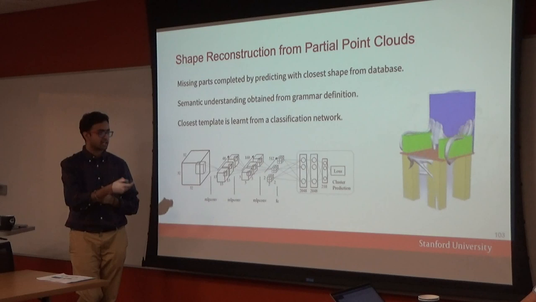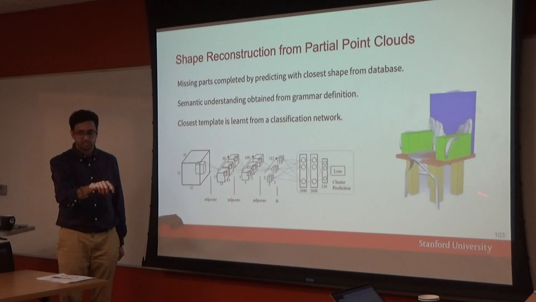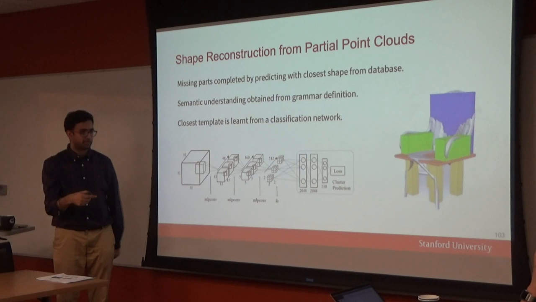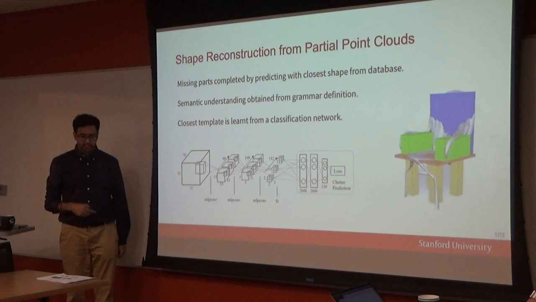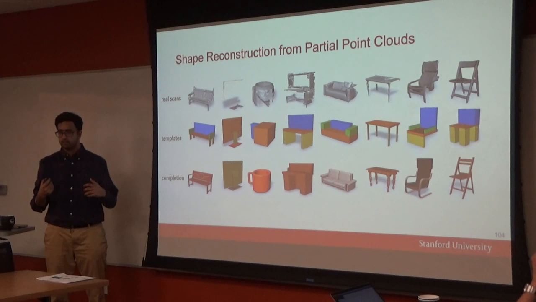In this particular example, you can see that the partial scan contains three legs and misses a fourth leg. But because it's a four-legged chair template and therefore shares parameters, the parameters of the fourth leg are learned from the other three legs. So once you fit the template to the partial scan, you retrieve the closest shape from the database and deform it to fit the actual input partial scan.